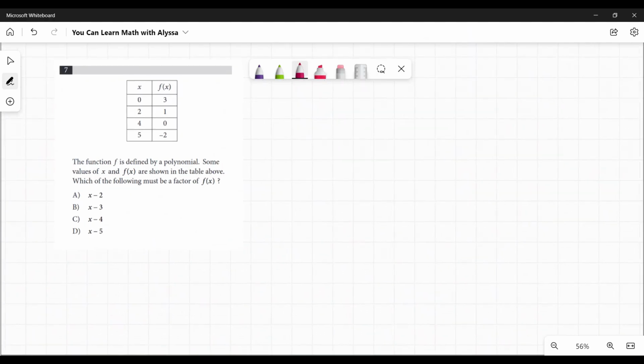Number 7, the function f is defined by a polynomial. Wow, be a little more vague, please. Some values of x and f of x are shown in the table above. Which of the following must be a factor of f of x?